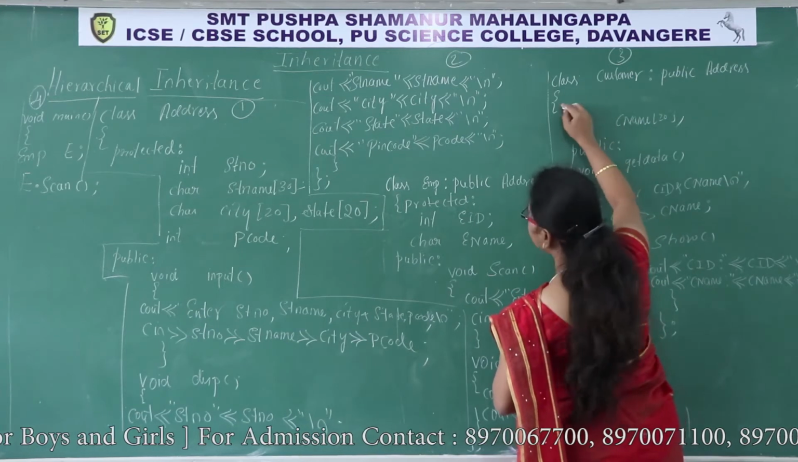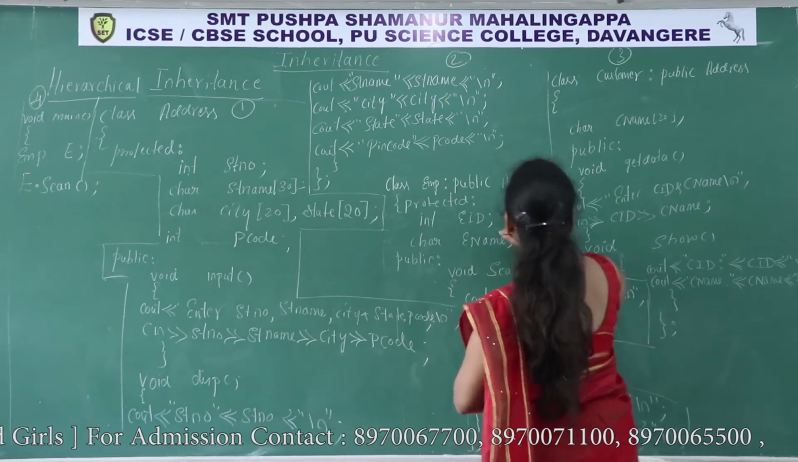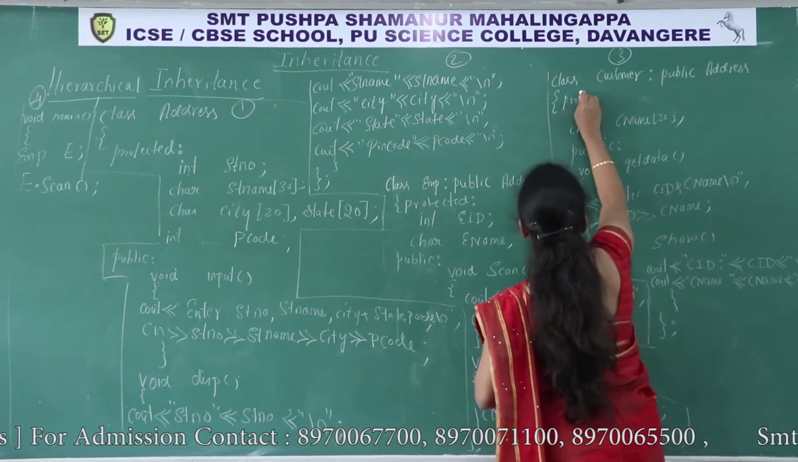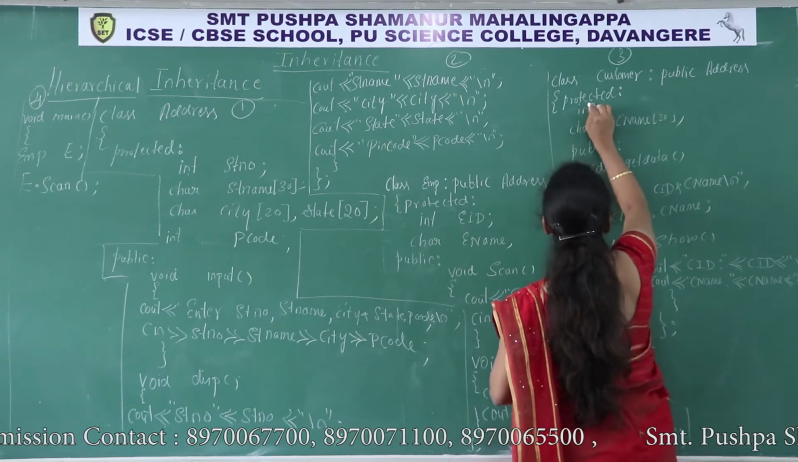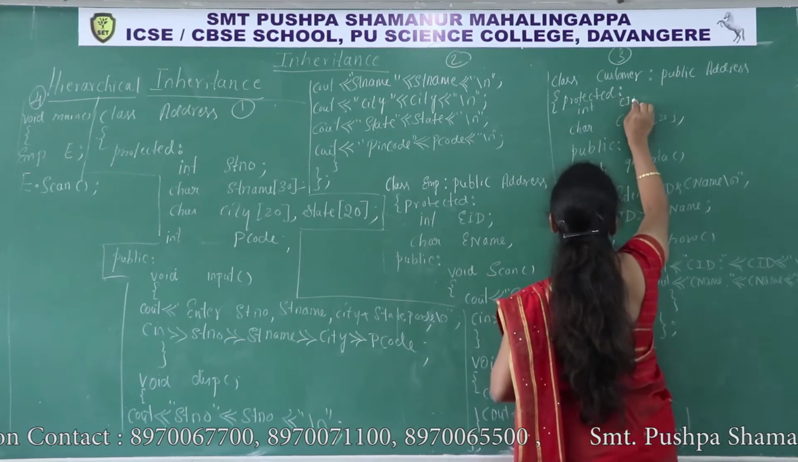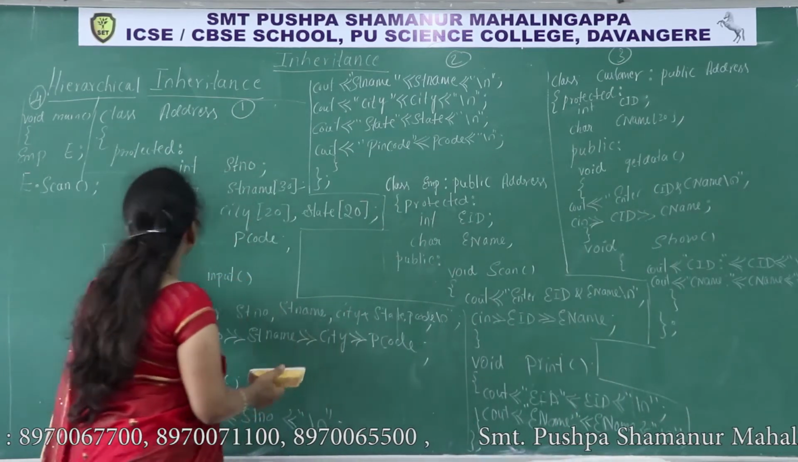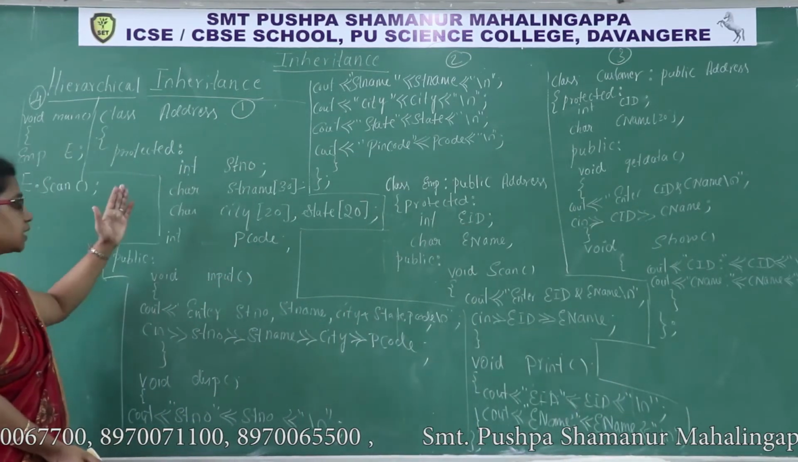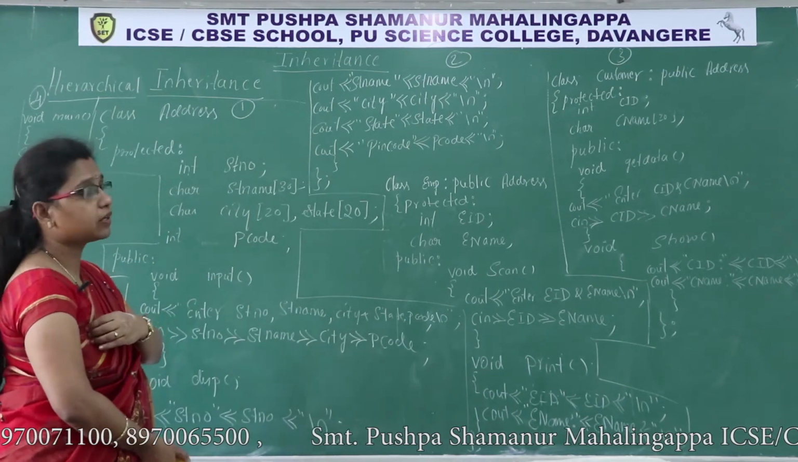If you take private members here, they cannot be inherited to the derived class. Here I will take protected int customer ID; semicolon. See what happens? In the base class, protected members and public members are inherited to the derived class. This is the rule that we had learned.